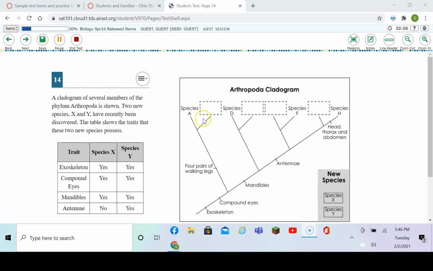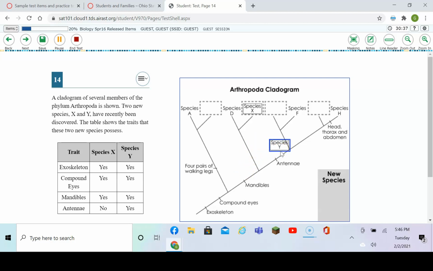So let's look over here. We're going to put species X. Here we go. I like to do this. He has the exoskeleton. He has the compound eyes. He has the mandibles. He has the... No, he does not have the antenna. So he has to go up this road, and he has to be put there. Now, let's do species Y. He has the exoskeleton. He has the compound eyes. He has the mandibles. He has the antenna.